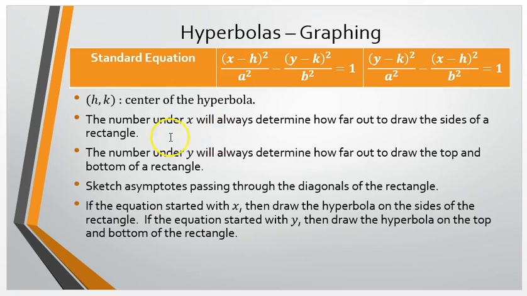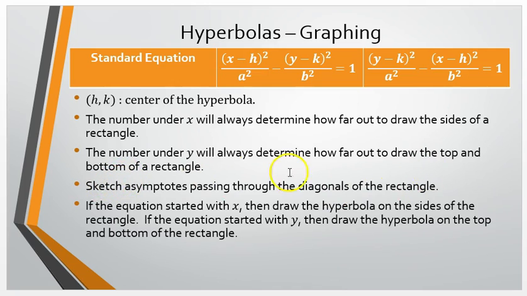And then the number underneath x, whether that comes first or second, will determine how far out to the left or right you should be drawing the sides of a rectangle. So I just go out to the left and right that amount and then draw a little dot, and I fill in the box a little bit after. The number underneath y, whether it comes first or second, doesn't matter. The number under y will determine how far out to draw the top and the bottom sides of a rectangle. So again, I just go up and down that amount and draw dots, and then I fill in the box afterwards.